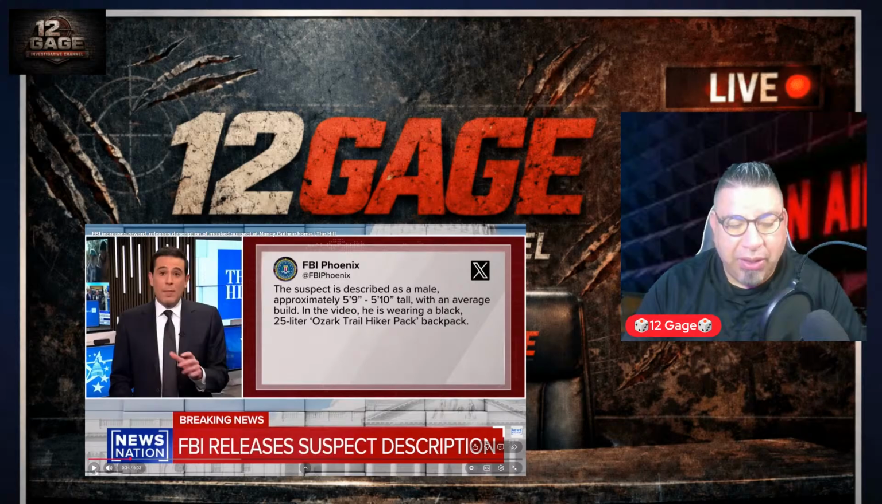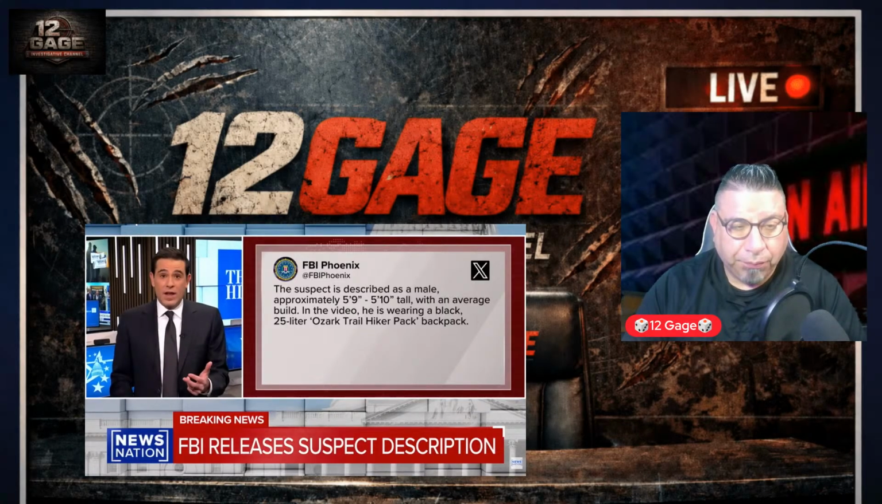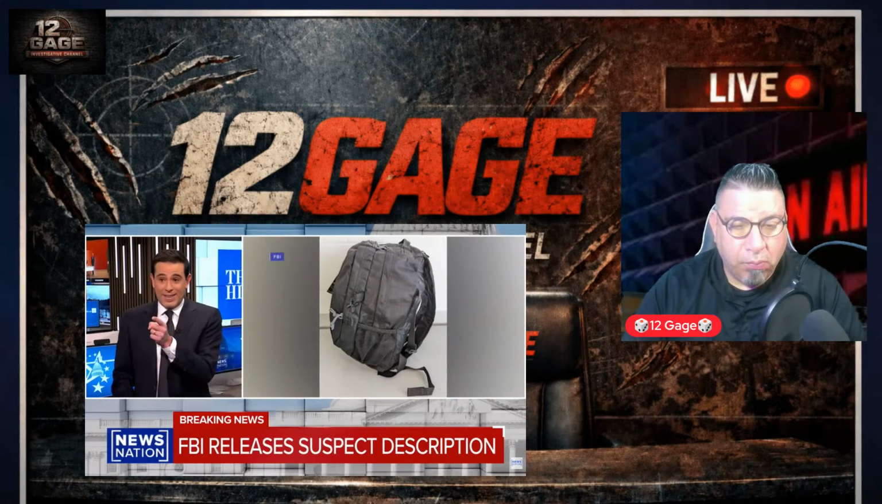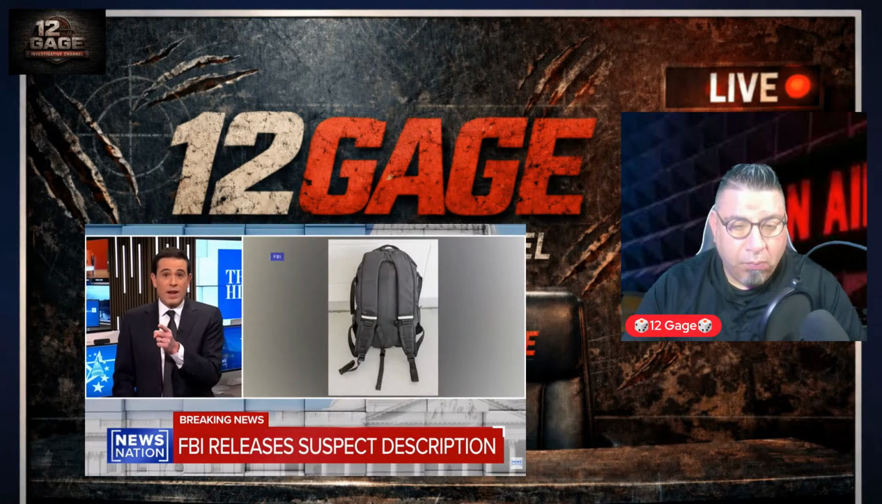I've always questioned that. They put out that surveillance video, the doorbell video from Nancy Guthrie's home, we saw that man with a backpack on. The FBI is now describing that backpack as just like this one right here, a 25-liter. There you go. And that's what Jeff was saying just a couple minutes ago. There it is.